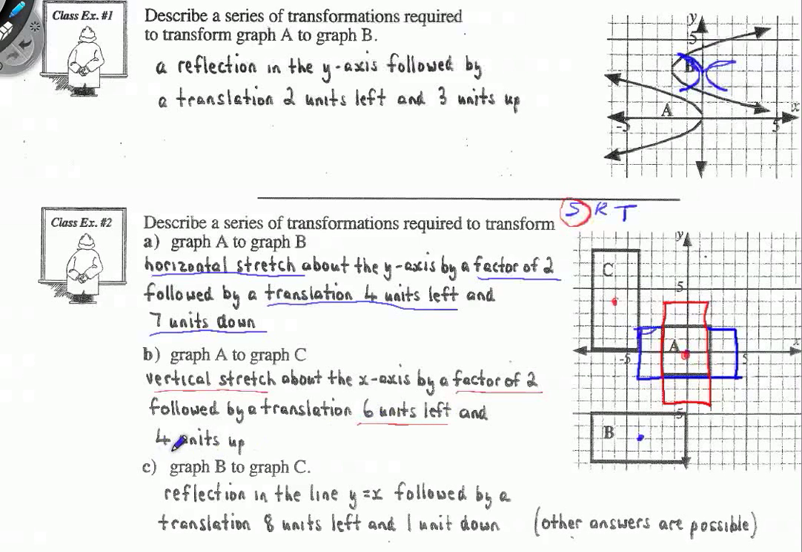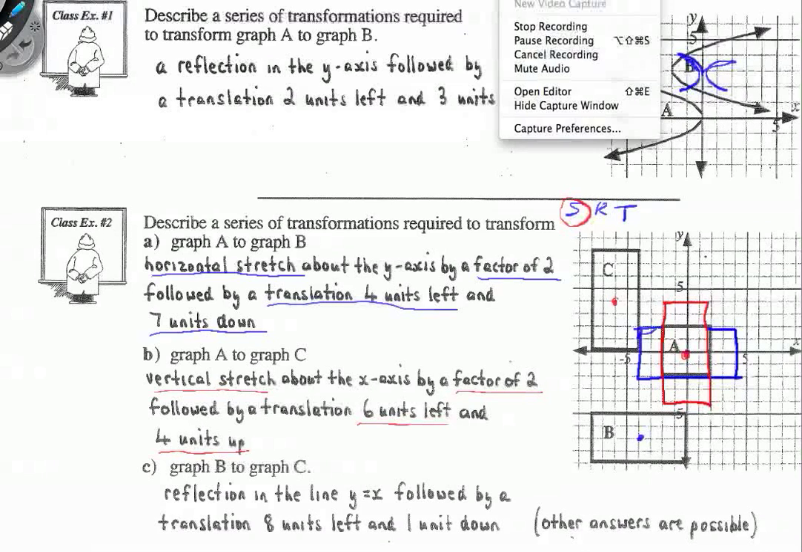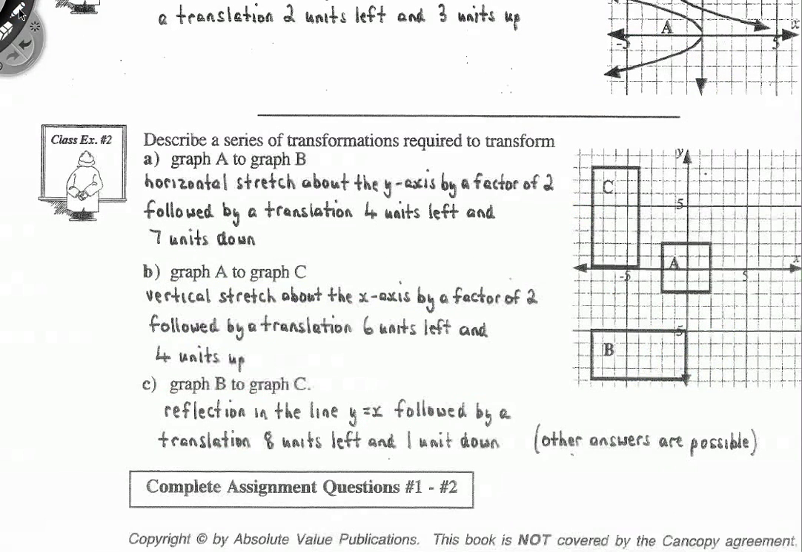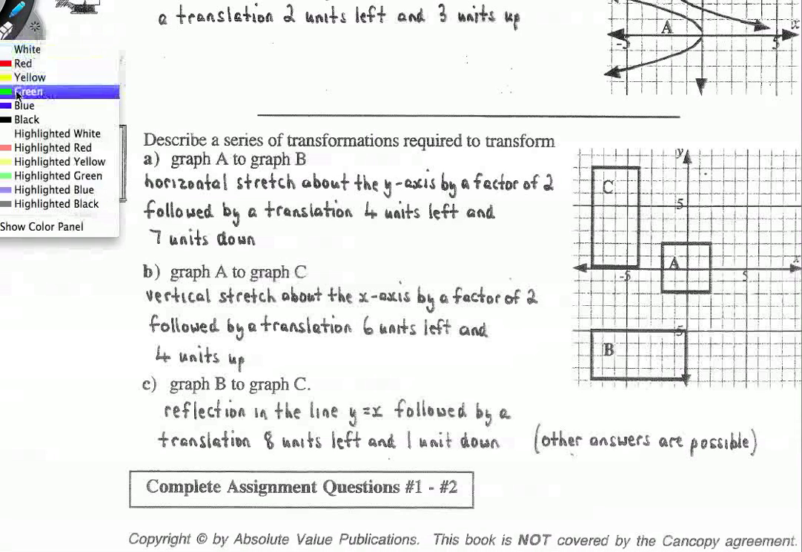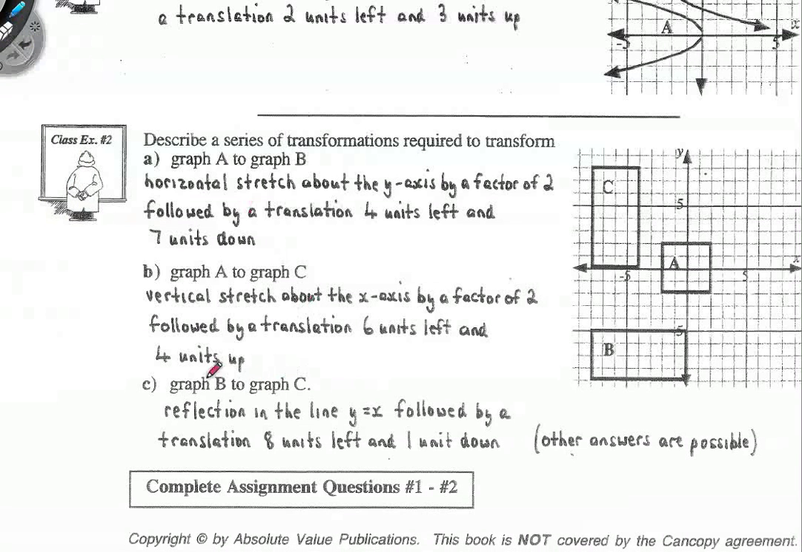Left by 6, up by 4. Notice you can go up by 4 and left by 6. That order in particular doesn't matter. So, looking at part C, graph B going to C, it's sort of being flipped somehow, a 90-degree flip. And I think we can achieve that by doing an inverse function reflecting the y equals x line.